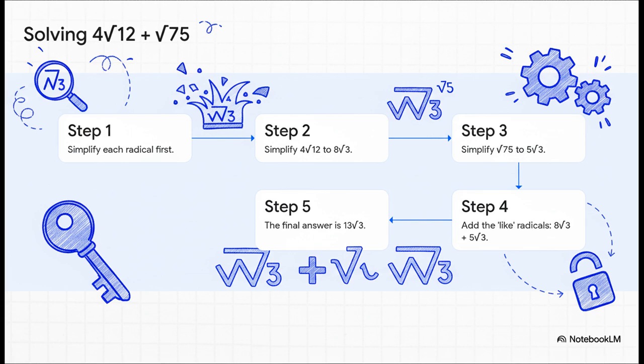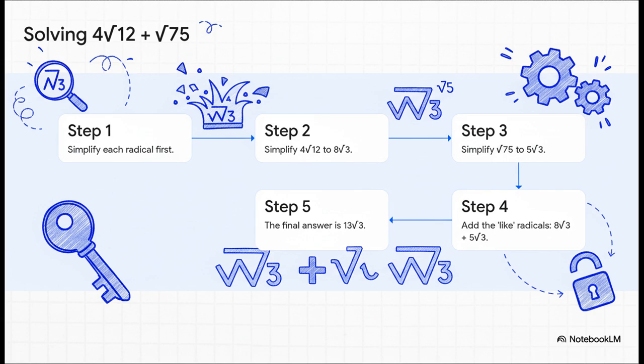Our first job is to simplify. We'll take that first term. The square root of 12 simplifies to 2 root 3. Multiply that by the 4 that's already out front, and our first term is now 8 root 3. Now for the second one. The square root of 75 simplifies down to 5 root 3. And, would you look at that? Our messy problem is now 8 root 3 plus 5 root 3.